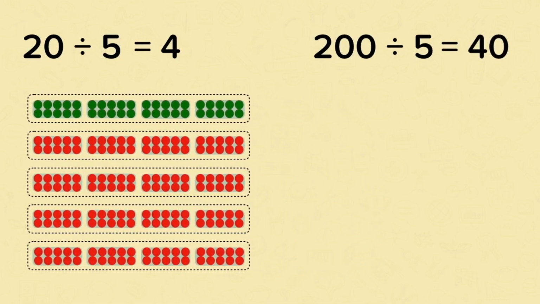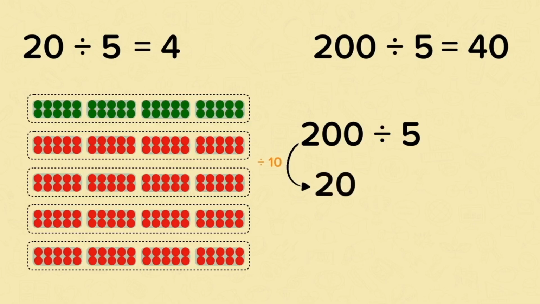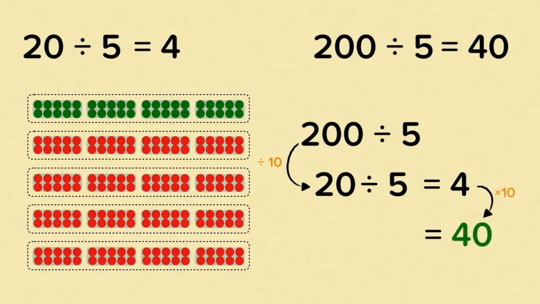There is an easy mental strategy to use when we don't have a model. To work out 200 divided by 5, we can make it easier by dividing the dividend by 10. Dividing 200 by 10 gives us 20. 20 divided by 5 equals 4 is much easier to work out. But remember, when you divide the dividend, you must also multiply the answer by the same number. So we multiply 4 by 10, which gives 40. So we have mentally calculated 200 divided by 5, which equals 40.